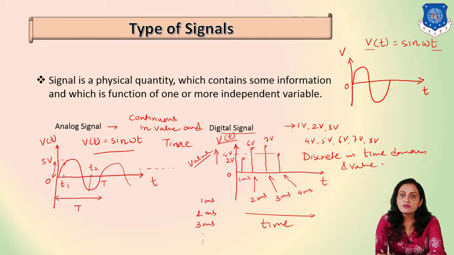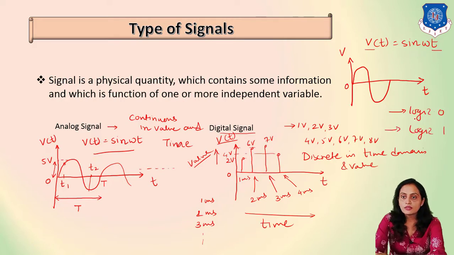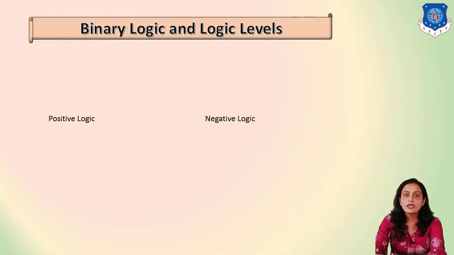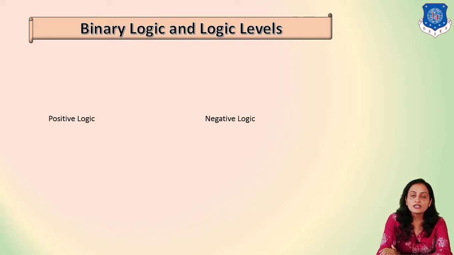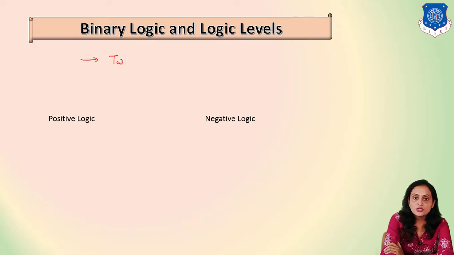For digital signal, we have an example of a binary signal. A binary signal has just two logic levels, one is logic 0 and the other is logic 1. So we can describe this binary signal with just two values, that is logic 0 and logic 1. Next we will see the binary logic and logic level. I already told you that binary logic has two specific values.